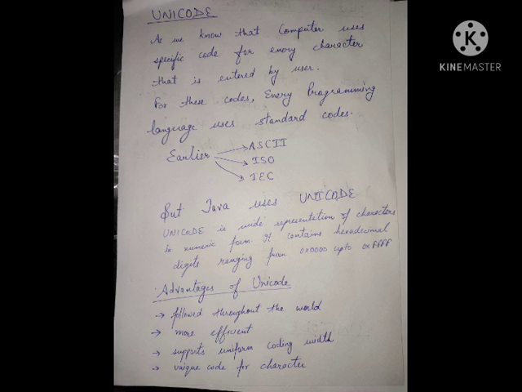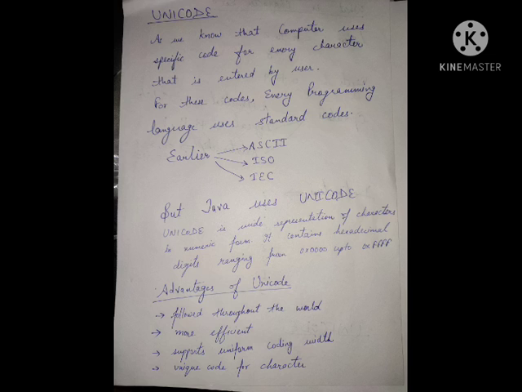What is Unicode? As we know, the computer uses a specific code for every character that is entered by the user. For these codes, every programming language uses standard codes. Earlier we used ASCII, ISO and IEC codes, but Java uses Unicode. Unicode is a wide representation of characters in numeric form. It contains a hexadecimal range from 0000 up to FFFF.